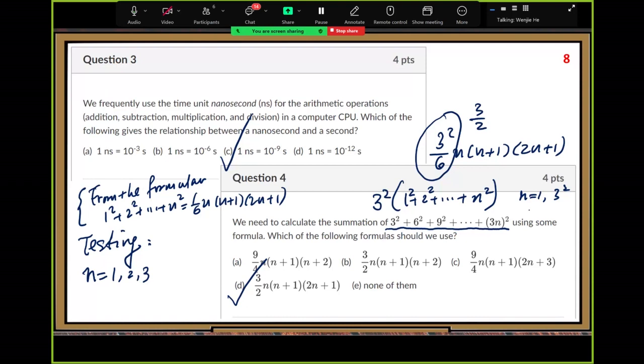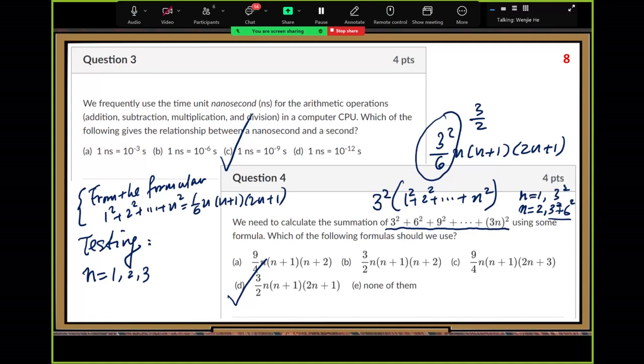For those options not equal to 3 square, you eliminate them. If you still have more than one, then you need to try 2. 2 should be 3 squared plus 6 squared. And see if you can eliminate all the options except one left. So you want to have only one left. Otherwise, you need to do more experiments, testing.